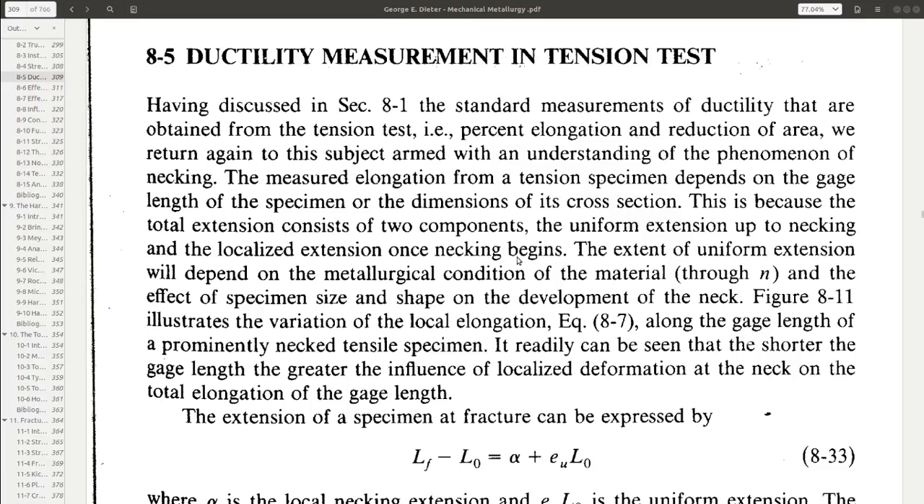Previously we have discussed ductility measurements in the tension test. There we have mentioned ductility in terms of percent elongation, which is denoted as EF, and also reduction of area, Q. In terms of these variables, we were defining ductility for a given material.